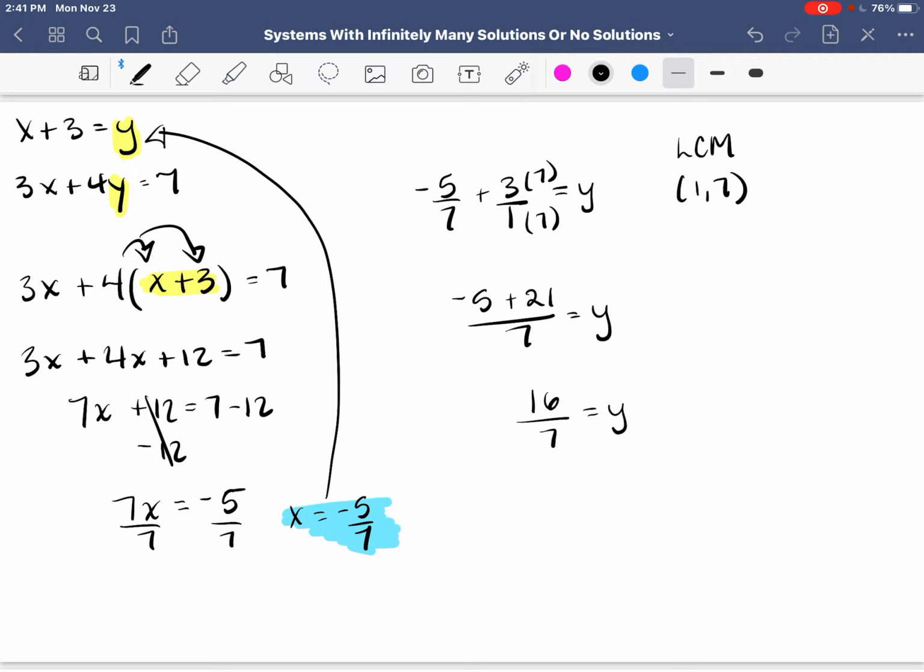So your pair is negative 5 over 7 and 16 over 7. So this means you have one solution. That means where these two lines intersect, that's where they'll intersect. When you graph both of the equations, this is where they will intersect. Okay? You would just have to transform this equation from standard form into slope-intercept form to find out where they intersect. Or you can just do substitution.